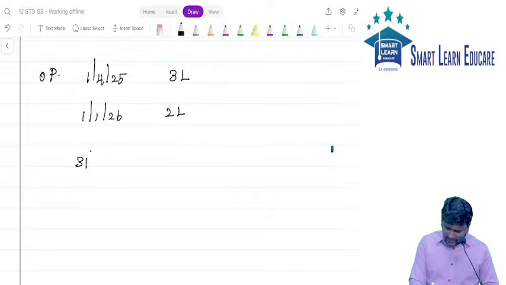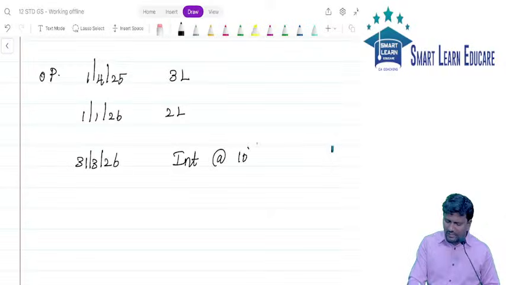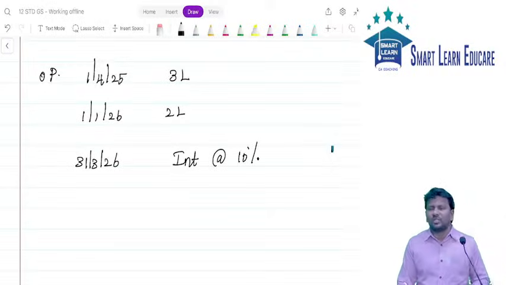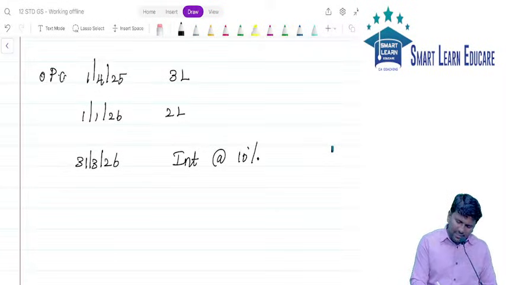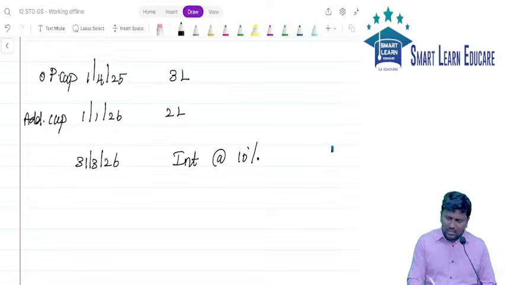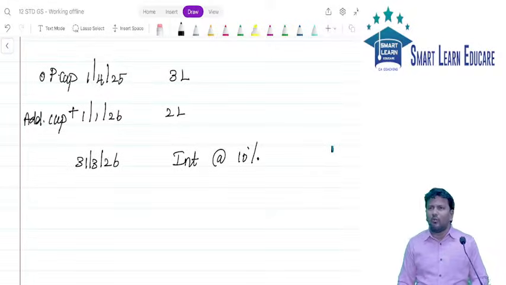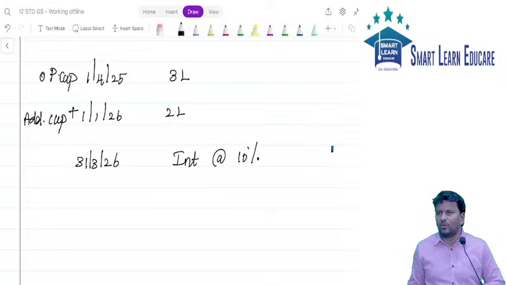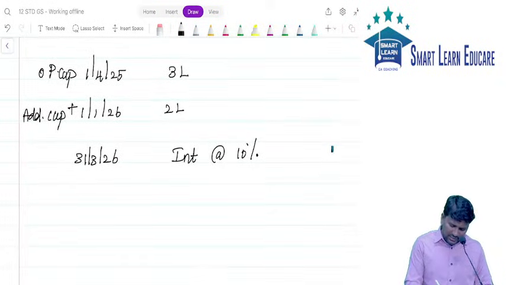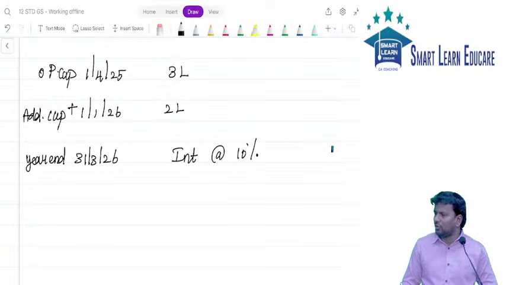For the year ended 31st March 2026, you need to calculate interest at the rate of 10%. How should this interest be calculated? This is what we are going to learn. What is your opening capital? It is 3 lakh. What is the additional capital contributed by the partner? Additional capital is 2 lakh. Now how to calculate interest? And what is the year end? Year end is 31st of March 2026.